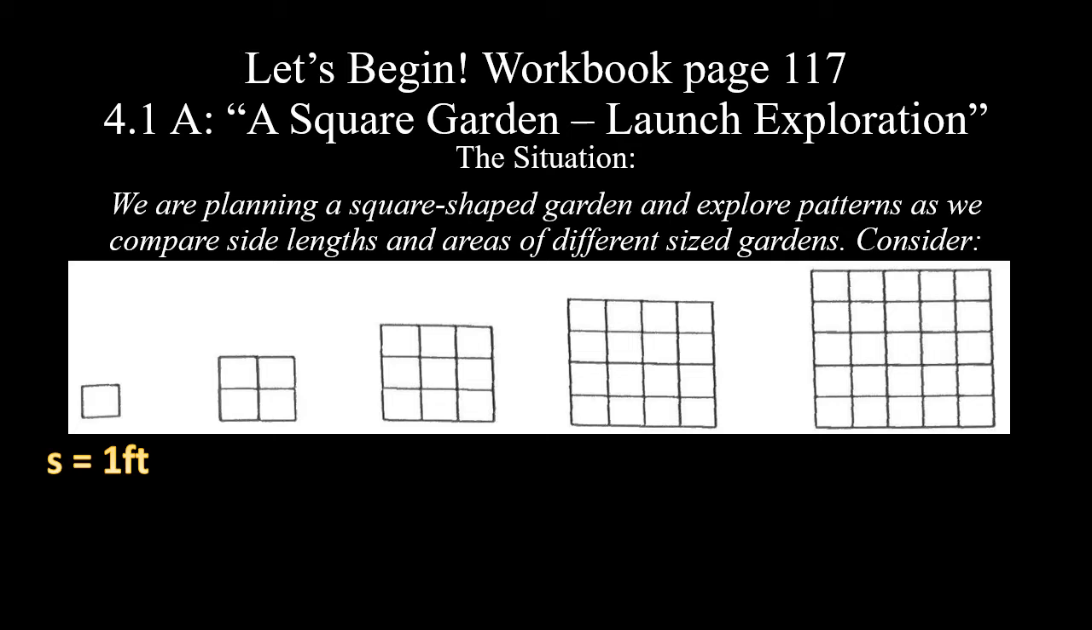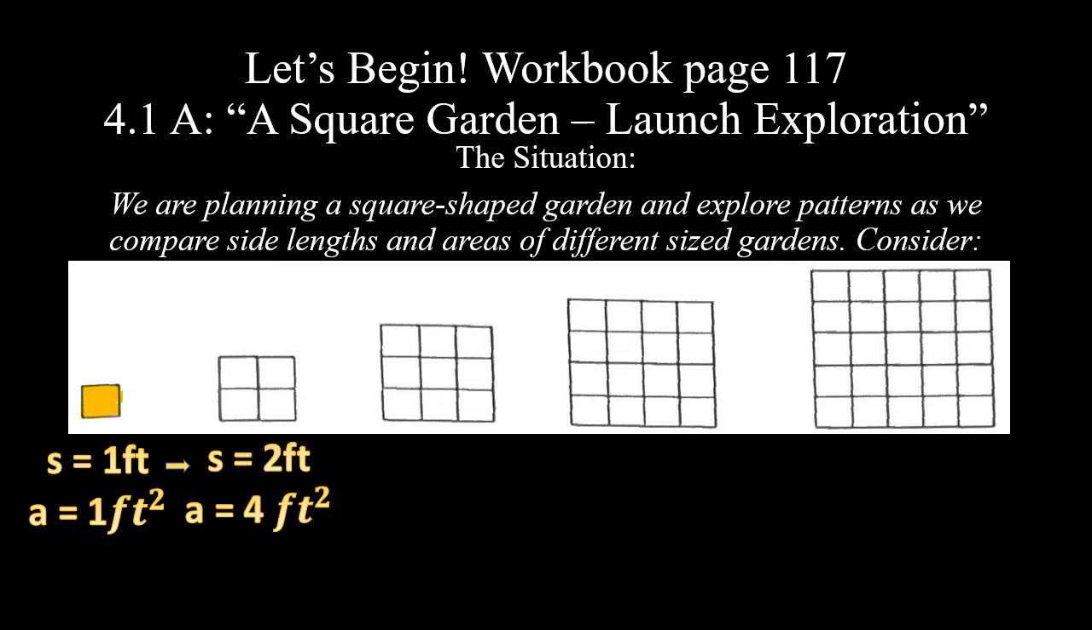So if we have a 1 foot by 1 foot garden, then the area would be 1 foot squared. And you guys can see that, right? There's one little square here. Remember, the area is the amount of space inside. Well, maybe we can accommodate a bigger garden than that.